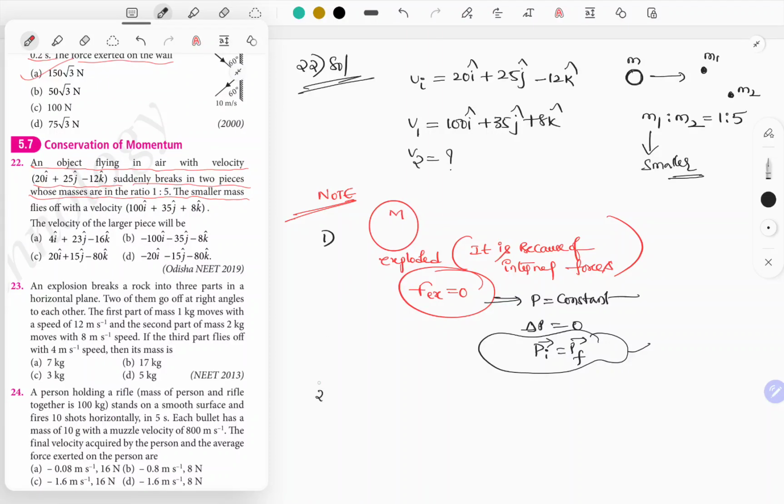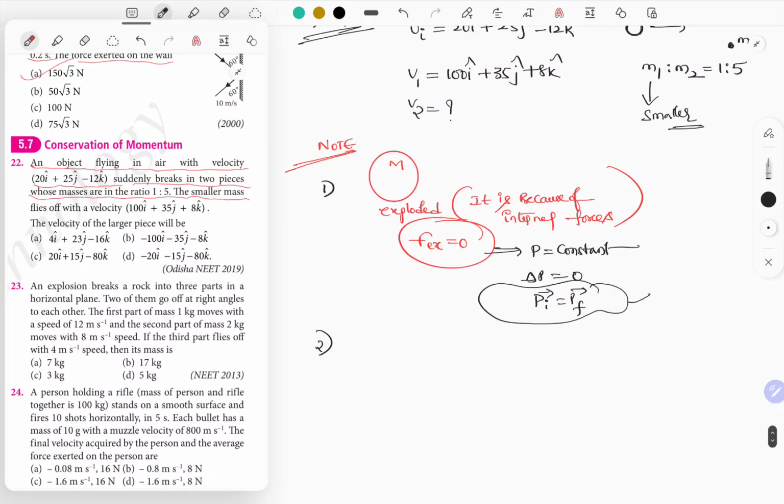One more point is, when any object is exploded into different ratios, let's say a particle m is divided into 3 different ratios, then how to find out mass of that particle? M1 particle mass, M2 particle mass and M3 particle mass. Let's say m particle is divided into ratio m1 is to m2. How to find out m1 alone? Try to remember the trick.